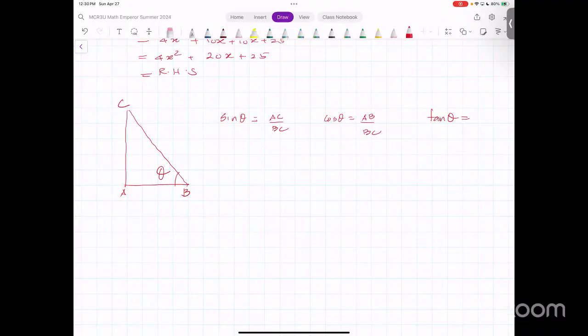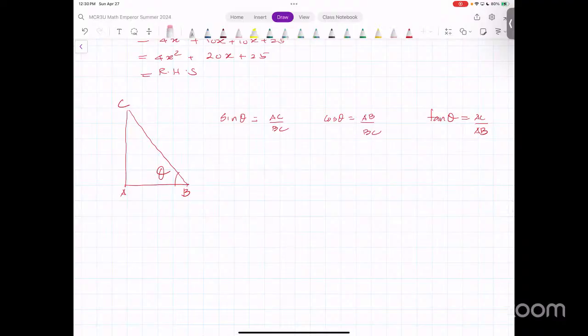Okay, I'm waiting. What's opposite over adjacent? What is the opposite side for theta? What is the adjacent side? AC. AB. We will go by alphabetical order. All right. We are also going to write tan of theta. So what is tan of theta? Oh, I did tan of theta.